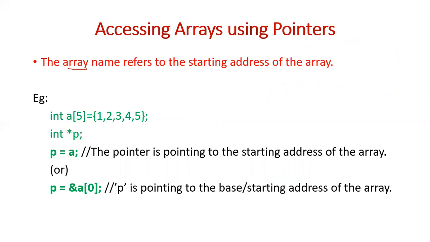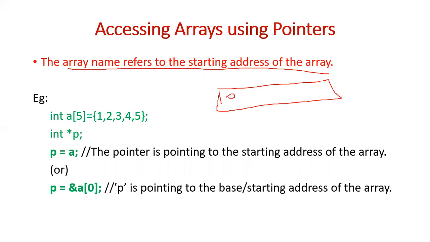The array name itself refers to the starting address of the array. Okay. So whenever you create an array, say this is A of 5. As we discussed, this array contains these elements. So you know that this is A of 0. It goes on up to A of 4, right? The array name is A.